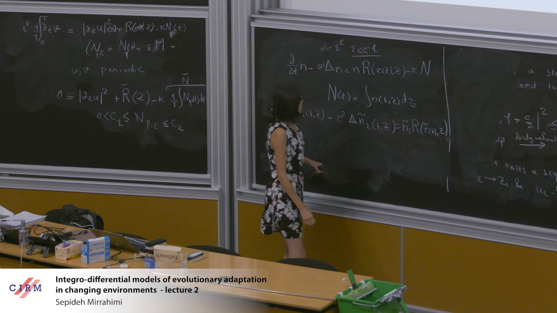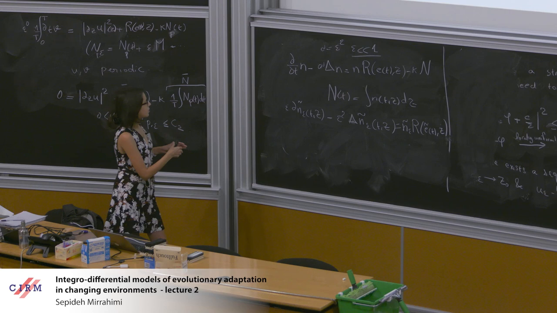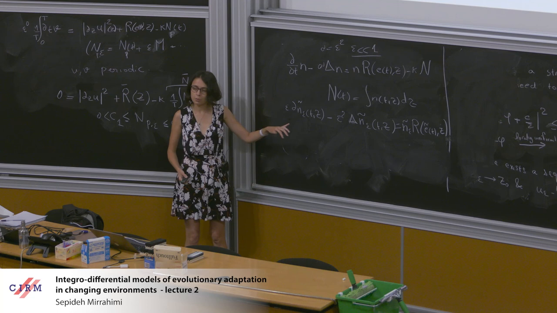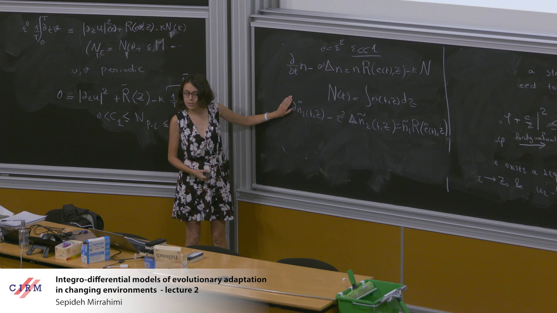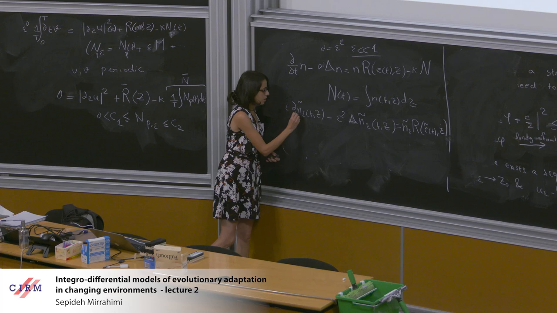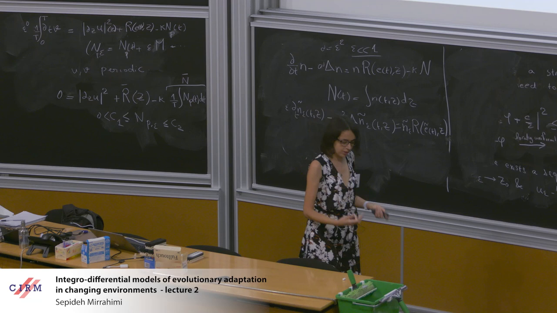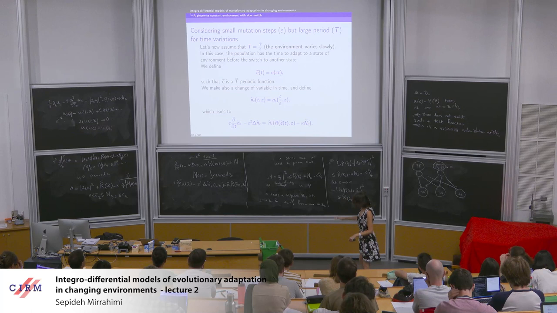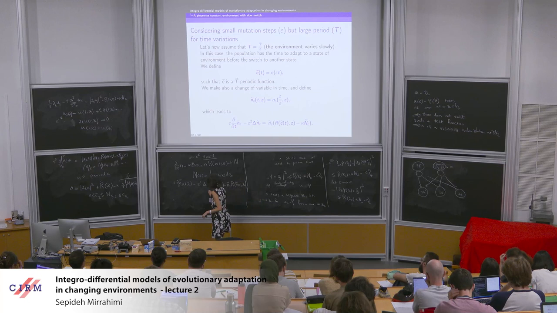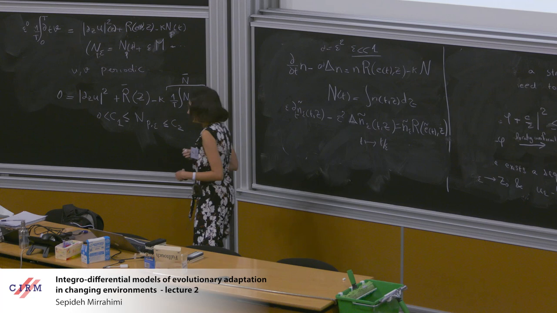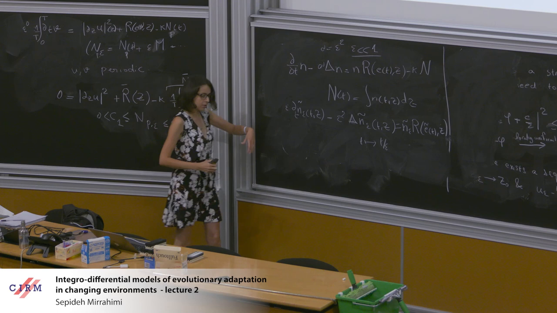Just be careful that in the previous models that we studied, we didn't have any epsilon here. What we did is that we let first t go to infinity to see in long time what is the behavior of the population, and then we let epsilon go to zero. Here we are doing something else. We are replacing t by t over epsilon, and we will study the transitory dynamics, which will be of order t over epsilon because we have a small evolutionary dynamics.